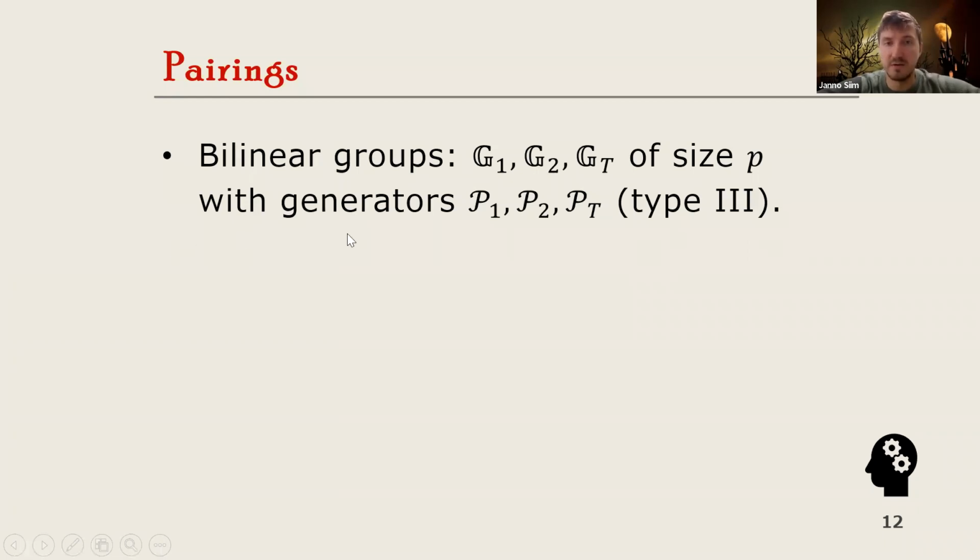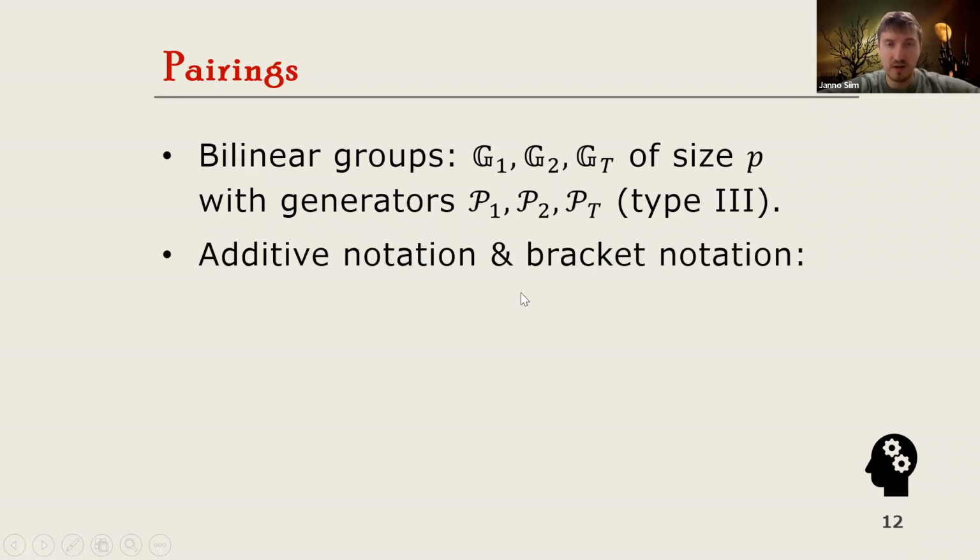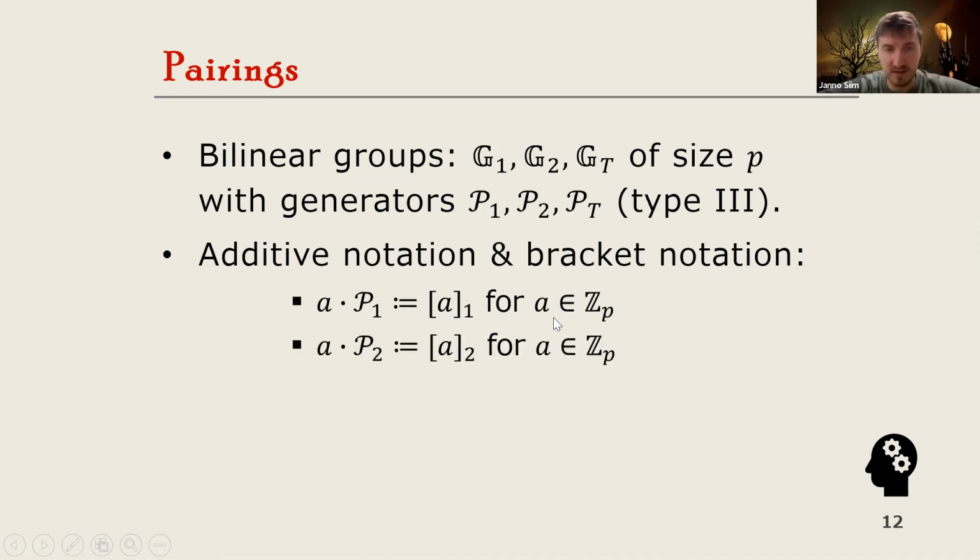So this means that there's no isomorphism between groups G1 and G2. We will be using additive notation, and we will be using bracket notation. Namely, it means that when we want to write a times P1, that's actually equal to [a] with subindex 1, where a is some integer. And similarly, we do for groups G2 and the target group GT.